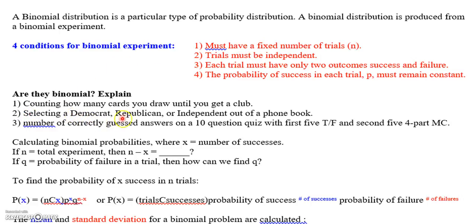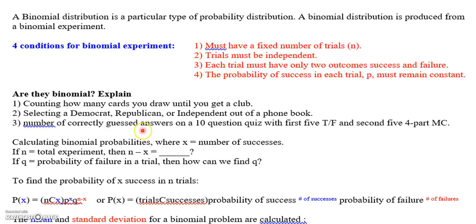Selecting a Democrat, a Republican, or an Independent out of a phone book. Well, if you select one, it's not 2 outcomes. You would either get a Democrat, a Republican, or an Independent. So because there's more than 2 outcomes, it's not a binomial experiment.